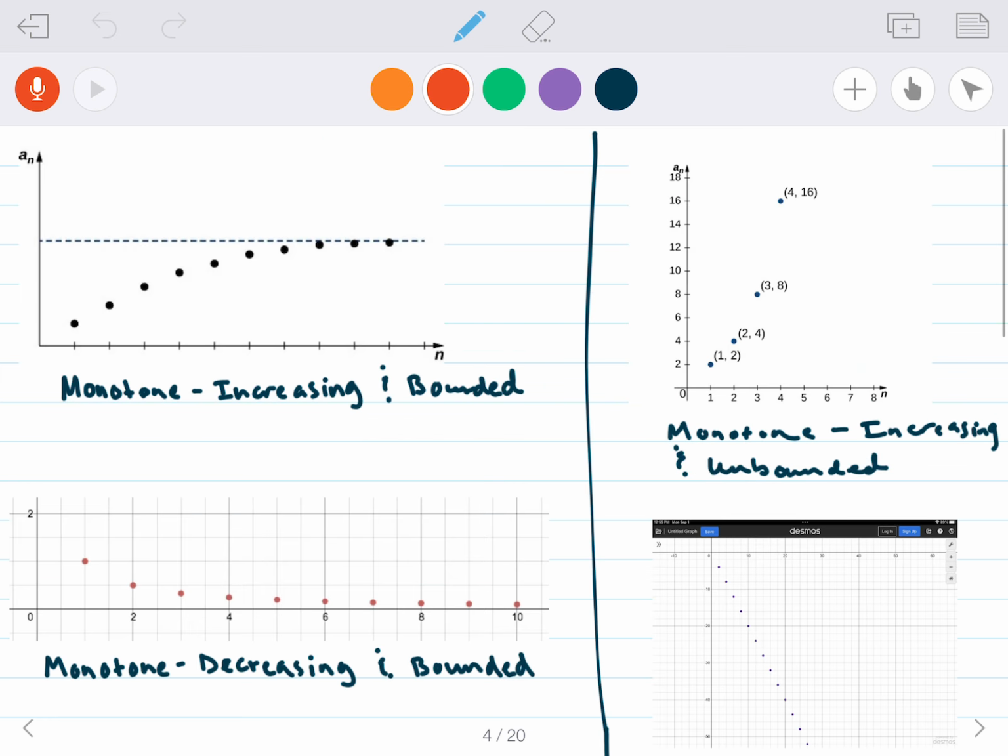So, maybe I should have put this a few slides ago, but let's just look at a few examples of what this looks like pictorially. Okay, so we have monotone increasing and bounded. The monotone convergence theorem says if it's monotone and bounded, it's certainly going to converge. And by this picture, you can see that this dashed line appears to be the limit. So this is going to converge.